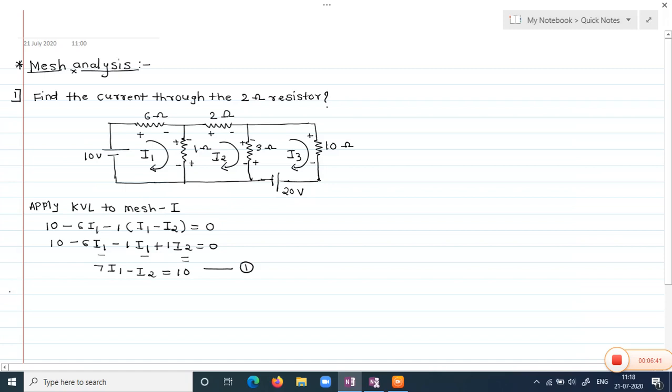Similarly, you have to apply KVL to mesh 2. That is step number 1. Step number 2, you have to apply KVL to mesh 2.